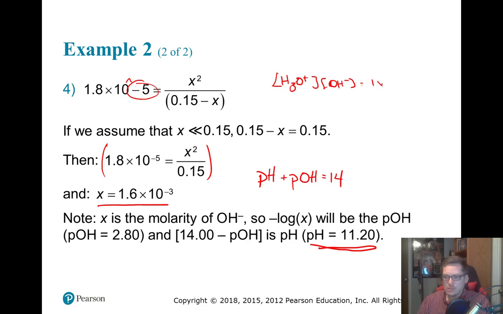Should be equal to 1 times 10 to the minus 14th. Right, so we could use this. We could take this x value, which is equal to the concentration of hydroxide, plug that in here, solve for the concentration of hydronium, and then take the negative log of that. Really, it's six of one, half a dozen of the other, because these two are the same. We've just taken the negative log of this reaction up here.